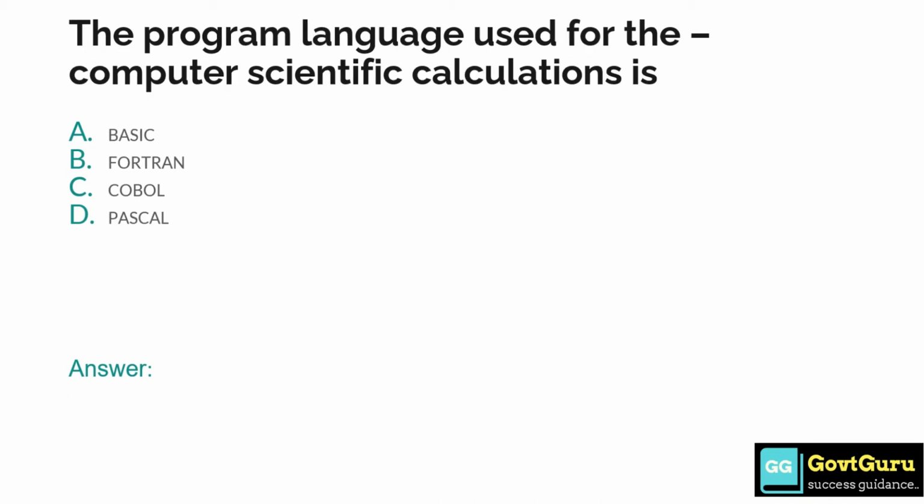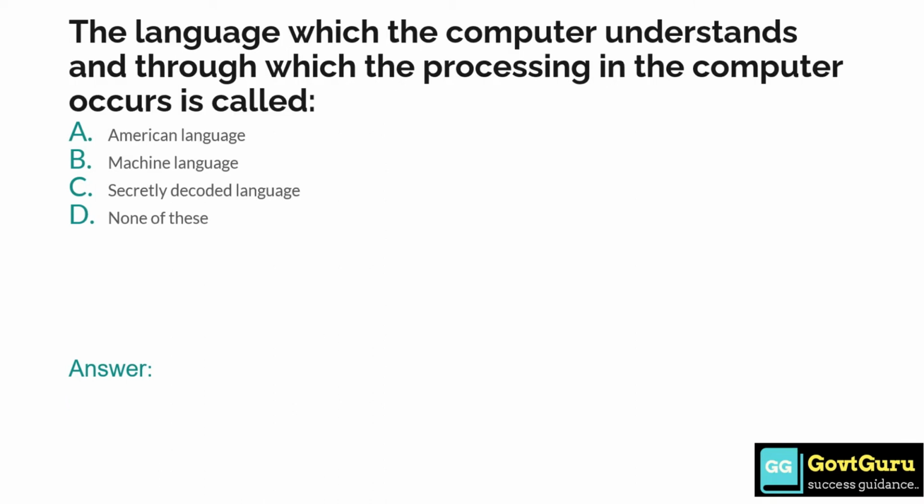The next question is the program language used for the computer scientific calculation is. Option A BASIC, option B Fortran, option C COBOL, option D Pascal. The answer is Fortran. Next question is the language which the computer understands and through which the processing in the computer occurs is called. Option A American language, option B machine language, option C secretly decoded language and option D none of these. So the answer is option B, that is machine language.